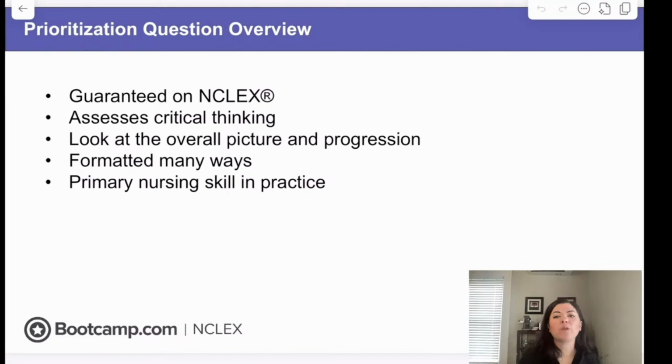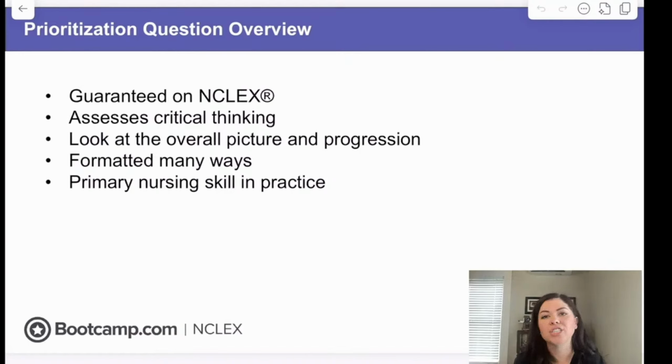The reason that we are talking about prioritization today and the reason it is such an important topic is you are guaranteed to see prioritization items on NCLEX. We all know by now that the NCLEX is a safety exam. So one of the best ways they can determine if you are a safe nurse is to assess your critical thinking. And one of the best ways to do that is through prioritization questions.